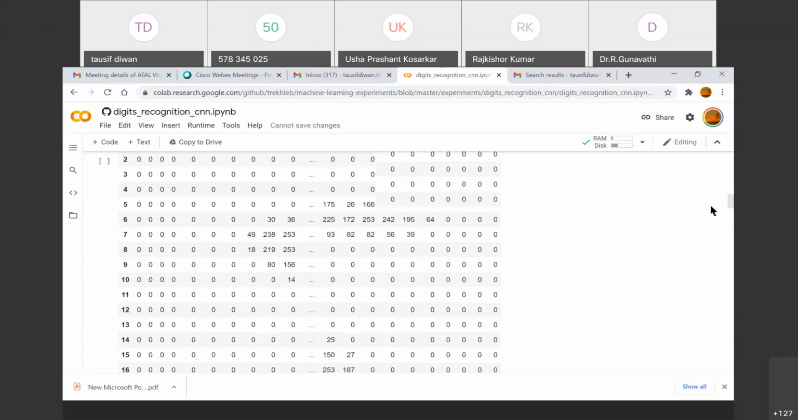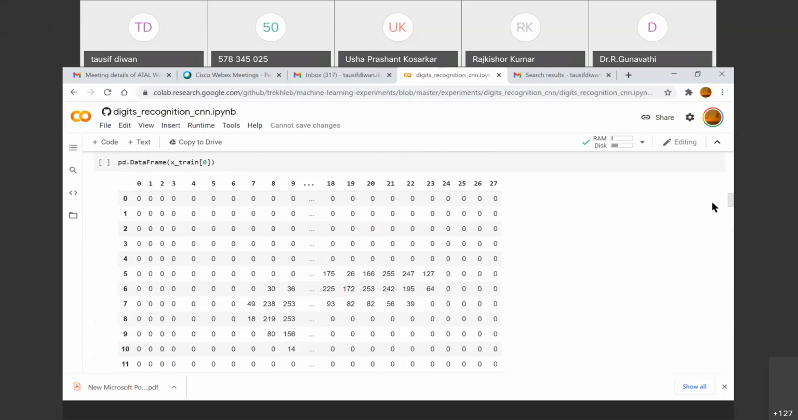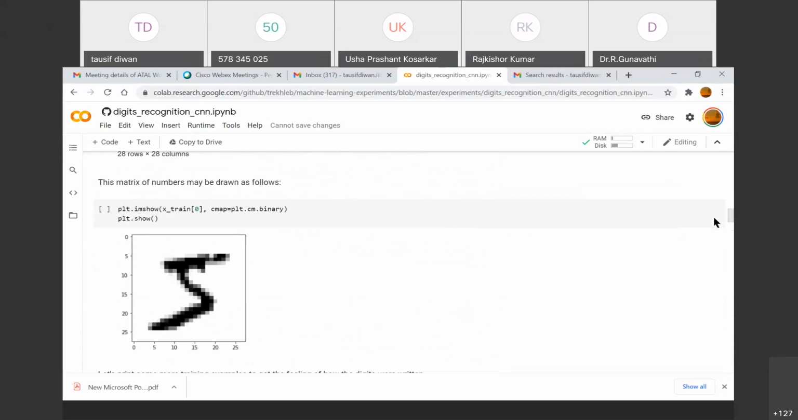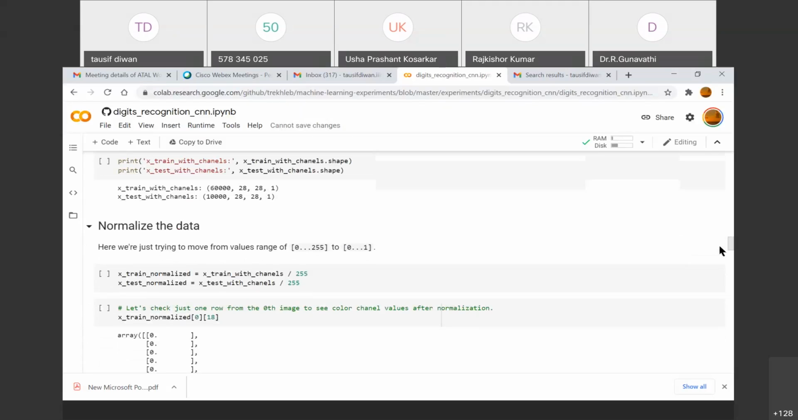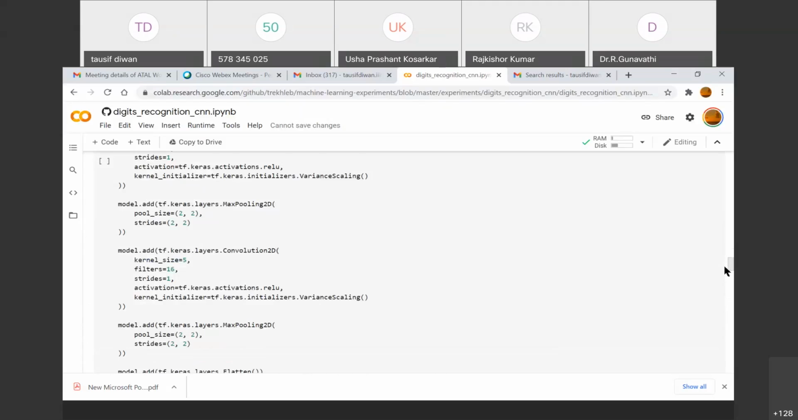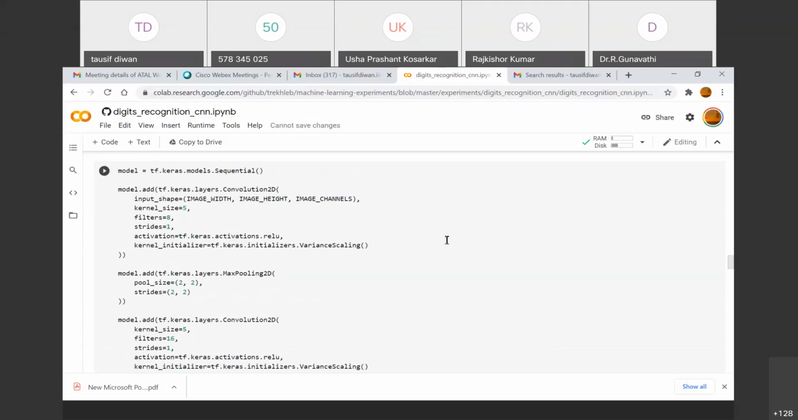Suppose this is the final pixel values and it is nothing but this 5. We do not bother about this. Actually, we just look at the model structure. So see, this is the model structure. We define the sequential model. In the sequential model, you add the first layer, model dot add.